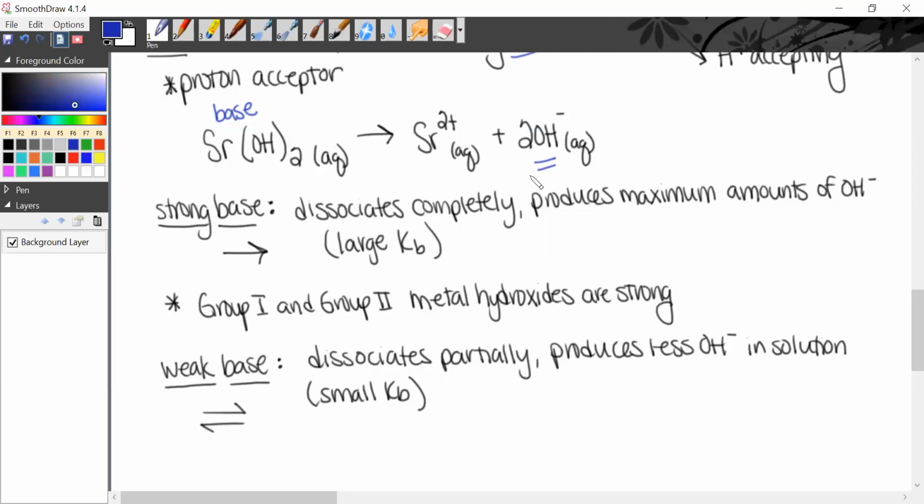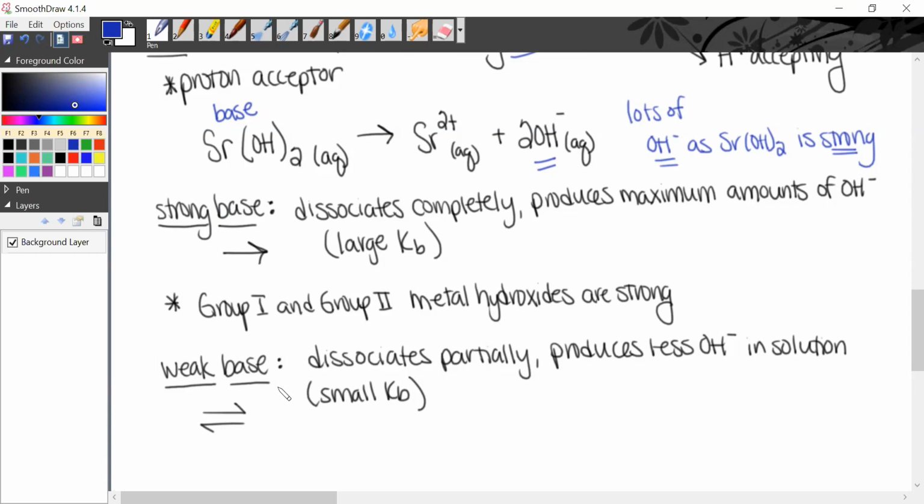This example up here of strontium hydroxide, it's going to give me lots of OH minus, as Sr(OH)2 is strong. I'm really into double underlining today, apparently.